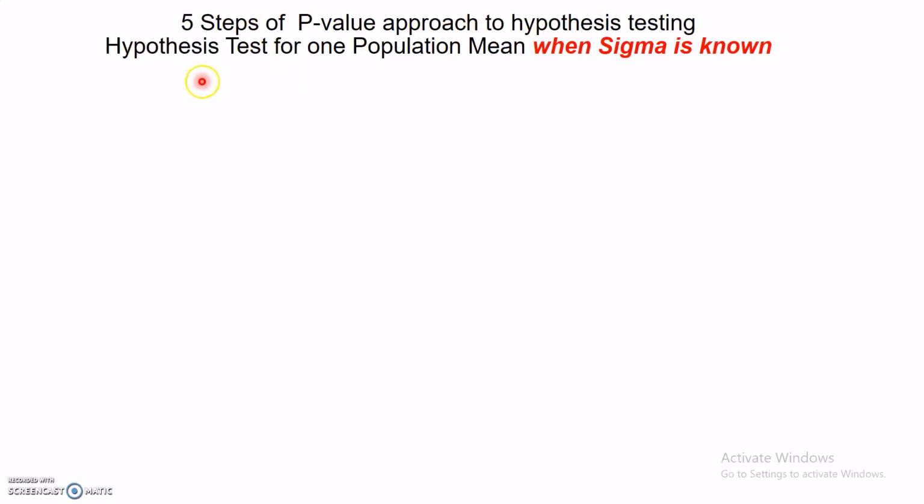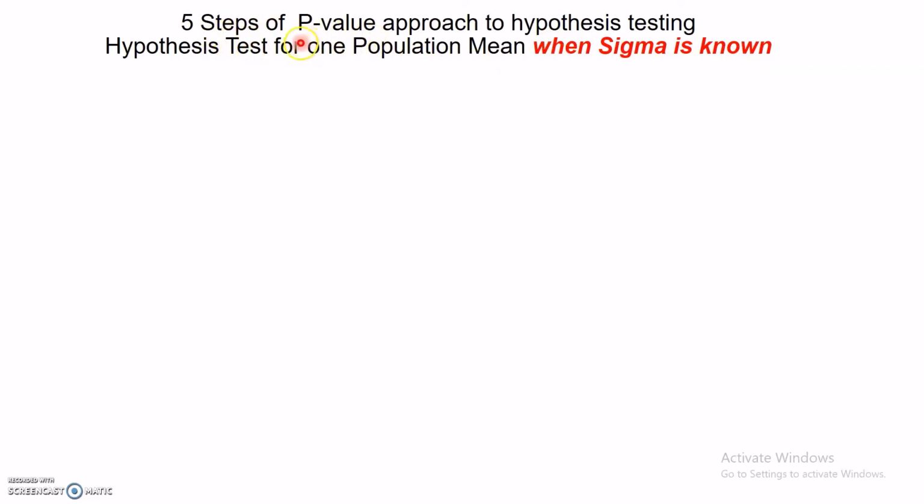So let's start hypothesis test for one population mean when the sigma is known, right? We are now performing a real hypothesis test, and we have two cases here. The first one is when the sigma is known, and we will see in another example when the sigma is unknown, the more realistic situation. When the sigma is known, this is a less realistic situation. So what are the steps involved?